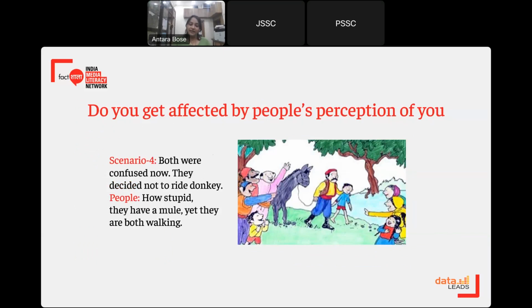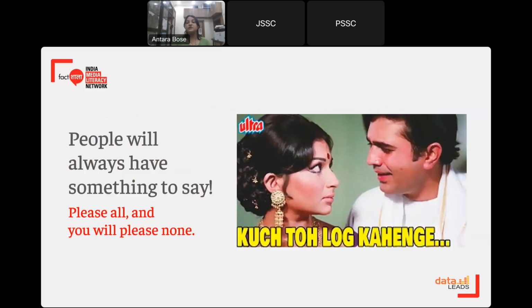And then they come down, and people start laughing at them, and they say that they are so stupid that there's a donkey and they are not riding it. So you understand what I'm trying to say, that you cannot please everyone at a time. Even in your family, you cannot please all your family members at one time. Somebody will be upset. What you need is to be an independent thinker, because kuch to log kahenge. That is what people do.